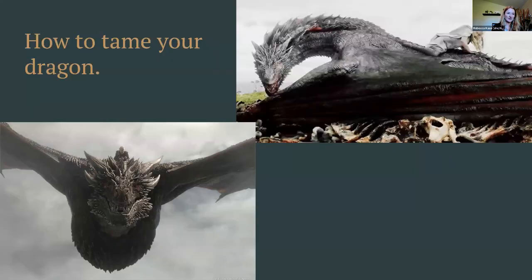Okay, this is not a plug for Game of Thrones. If any of you are Game of Thrones fans and you recognize this, great. If you're not, that's okay, don't worry about it. This is just a little analogy. So these are two photos from Game of Thrones, and this is Khaleesi, who was a dragon rider. She's the dragon queen, and this is one of her dragons, Drogon.